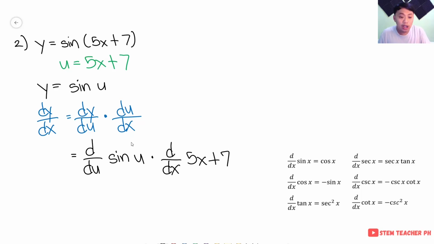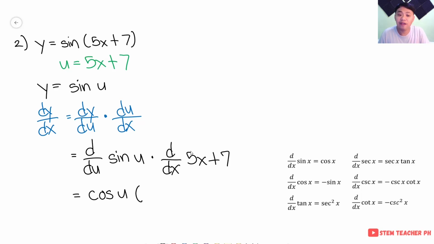And then, pwede na natin kuhanin yung derivative ng sine. Derivative of sine is just equal to cosine. So, this is equal to, etong buong to, is just equal to cosine of u. And then, imumultiply siya sa derivative with respect to x ng 5x plus 7.